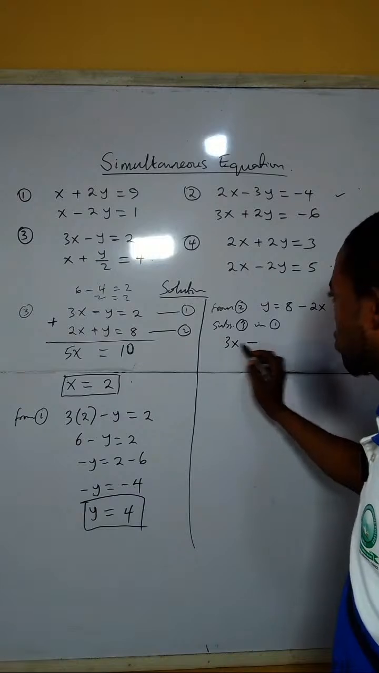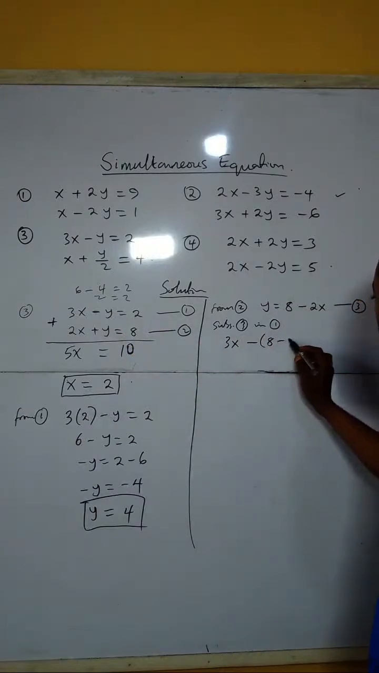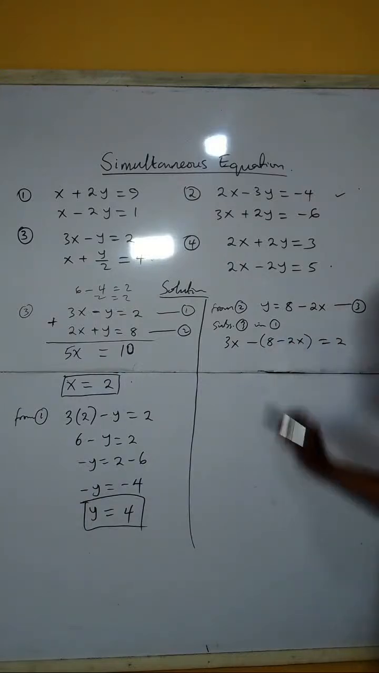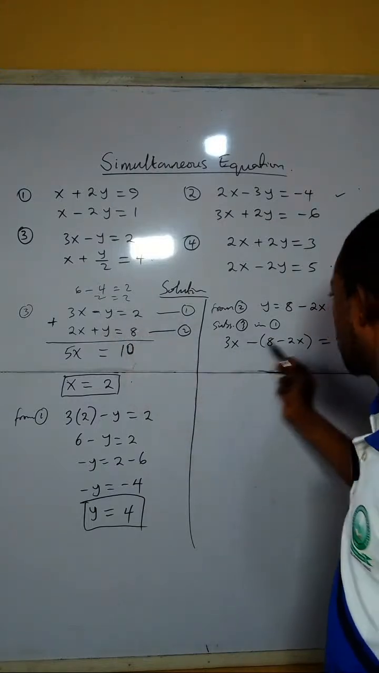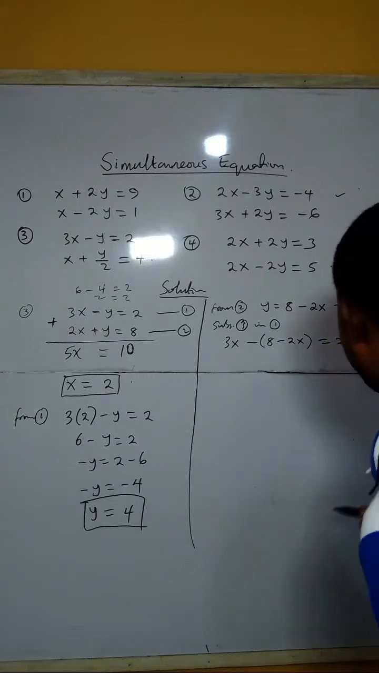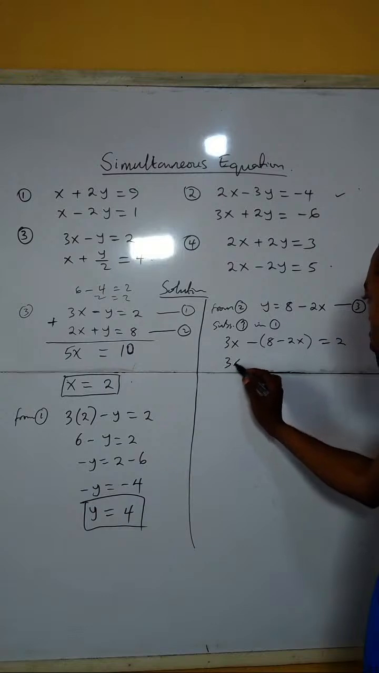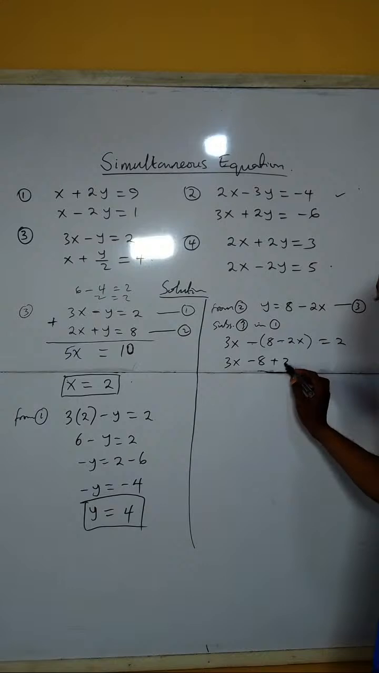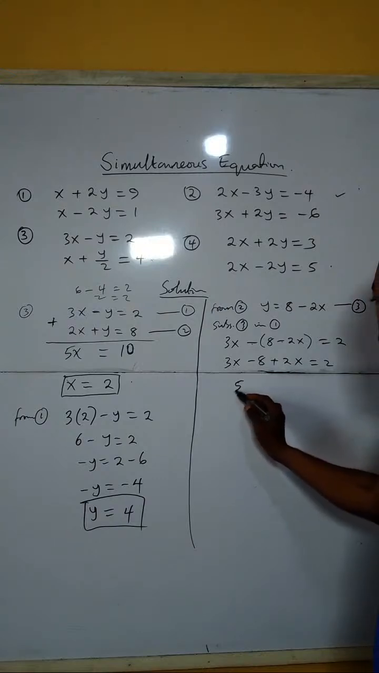3x minus y, and this is y. So minus, in brackets, 8 minus 2x equals 2. The use of brackets is important here because we are multiplying y by minus, and y is 8 minus 2x. So minus, open this bracket, and this becomes 3x minus 8. Then minus times minus, we have plus 2x equals 2. And on this side, 3x plus 2x, that's 5x.